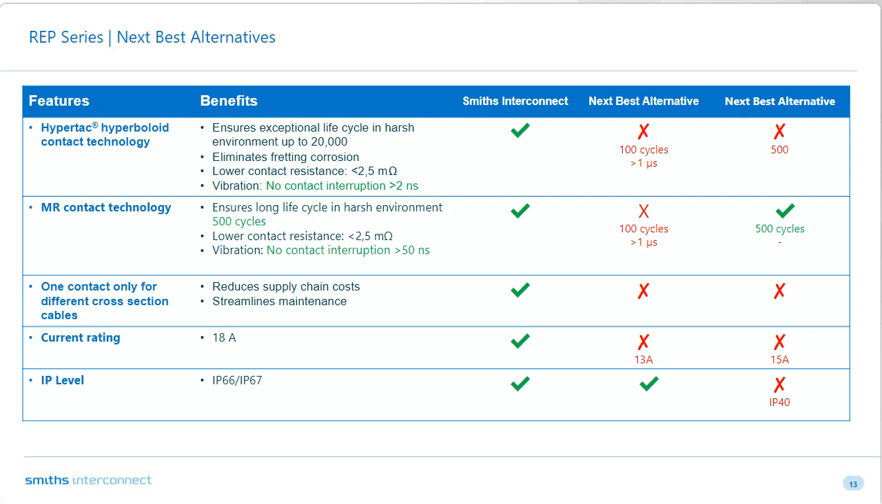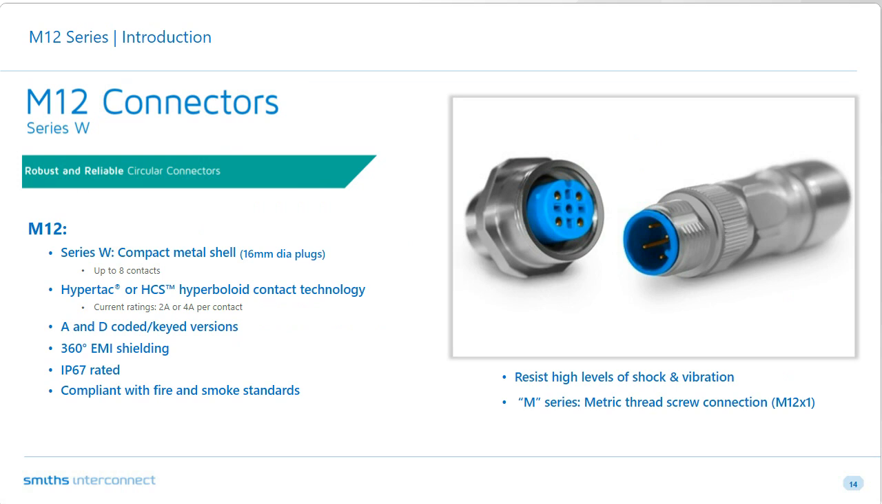So with that, let me switch gears and talk about M12. Now, M12 is perhaps one of the most commonly used connectors in an application like this, used in a lot of different instrumentation and ancillary equipment that goes in an HVAC system. In the case of Smith Interconnect, it comes with a metal shell with up to 8 contacts.